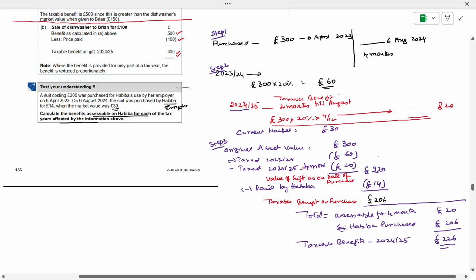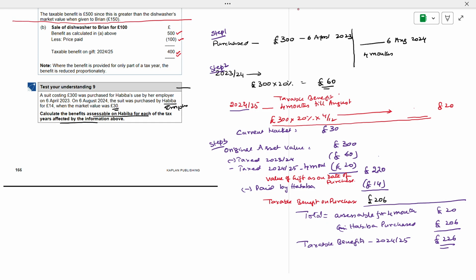Understand the point? There are two different things. This is the taxable benefit. This question itself: a suit costing 300 was purchased by the employer of Habiba for the use of Habiba. Am I right, sir? So that is on 6th April 2023. So we will be finding 300 into 20% for the year 23-24. Okay. Am I right?